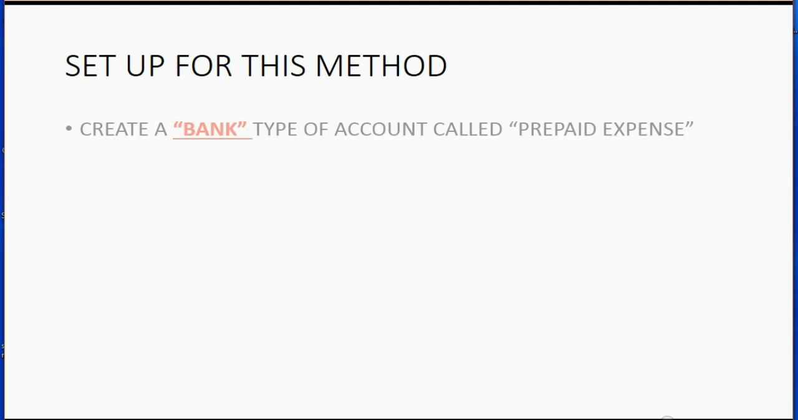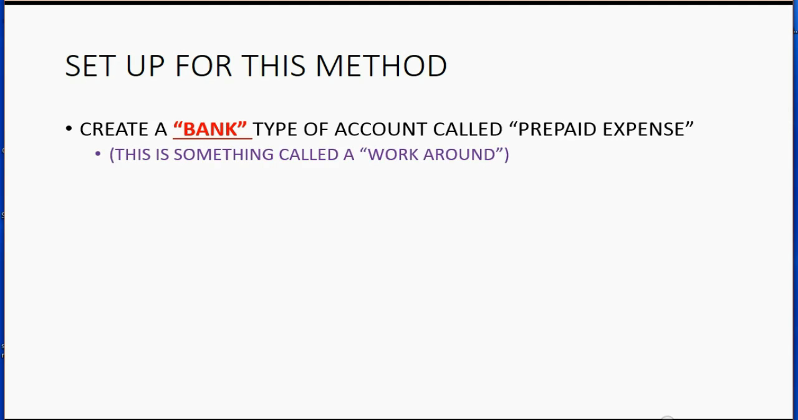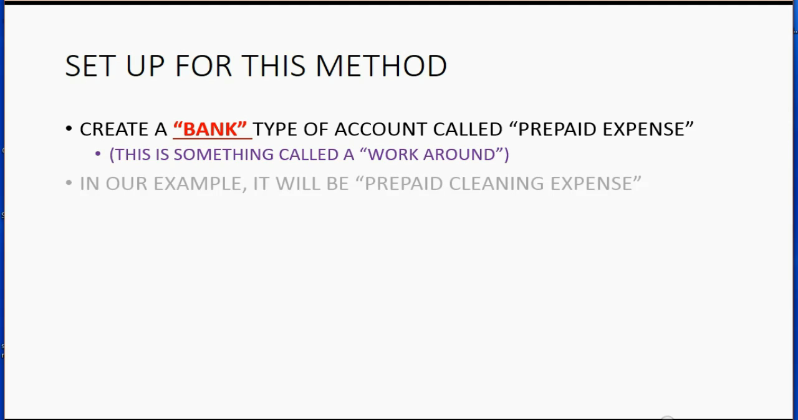To set up for this method, you have to create a bank type of account called prepaid expense. Now, this is something called a workaround. It means we're not using QuickBooks exactly the way we're supposed to, but by using QuickBooks in this way, it will give us everything we need as simply as possible. In our example, the prepaid account will be prepaid cleaning expense.